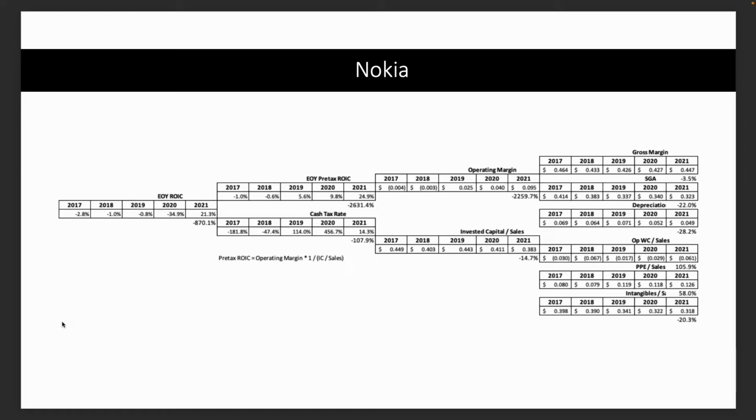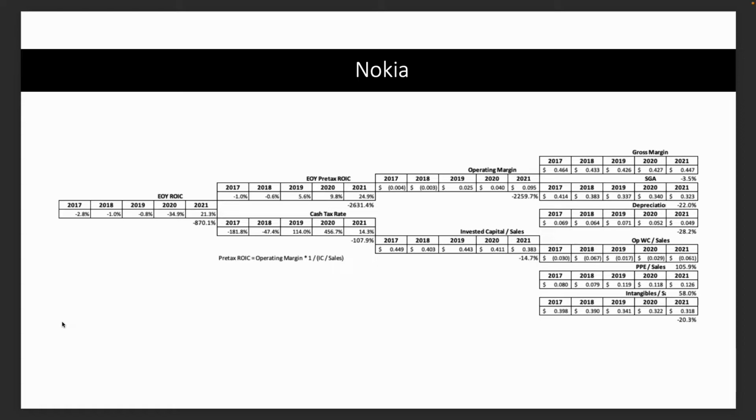So drivers 2 and 3 both improved their pre-tax ROIC, but the biggest driver was going from a negative 1% to a 25%, which was basically the operating margin going from negative 0.004 to 9.5. That was the primary reason they started generating a positive ROIC and a positive profit.